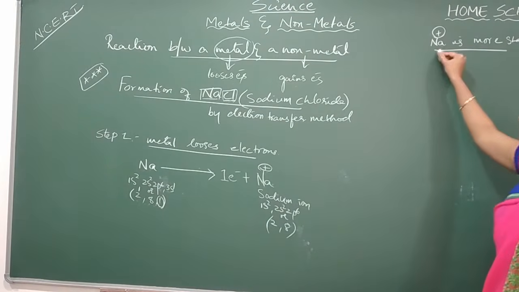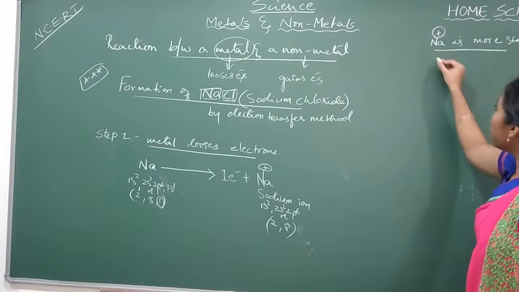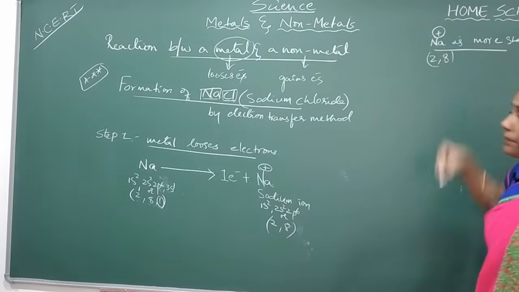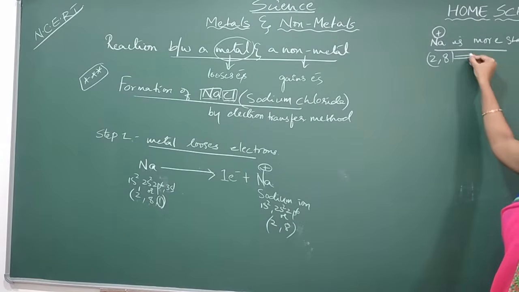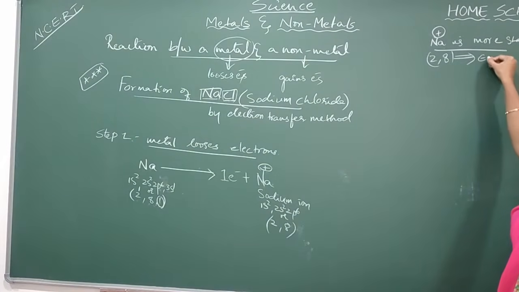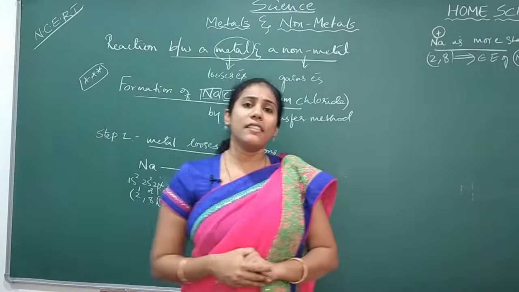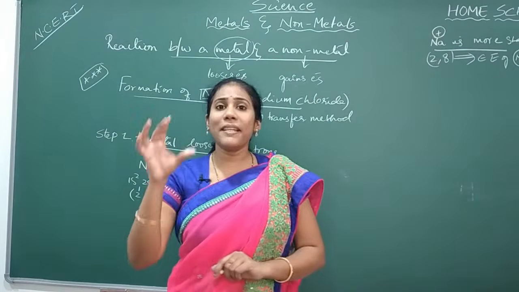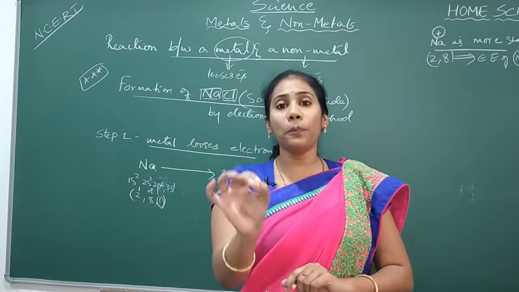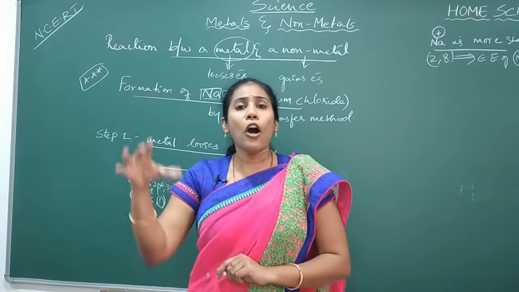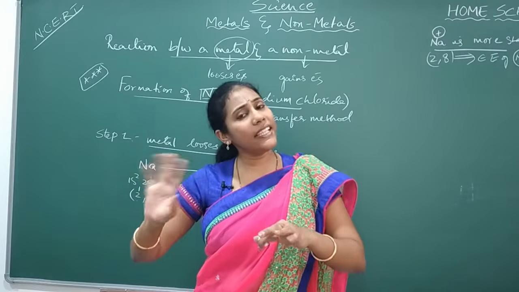So Na plus electronic configuration, how much did you write? 2, 8. Yes or no? And this is nothing but the electronic configuration of neon. What is neon? Neon is a noble gas. And remember one thing, in our chemistry, all noble gases, that means elements which are present in the 18th group, are called noble gases. All noble gases are highly stable.